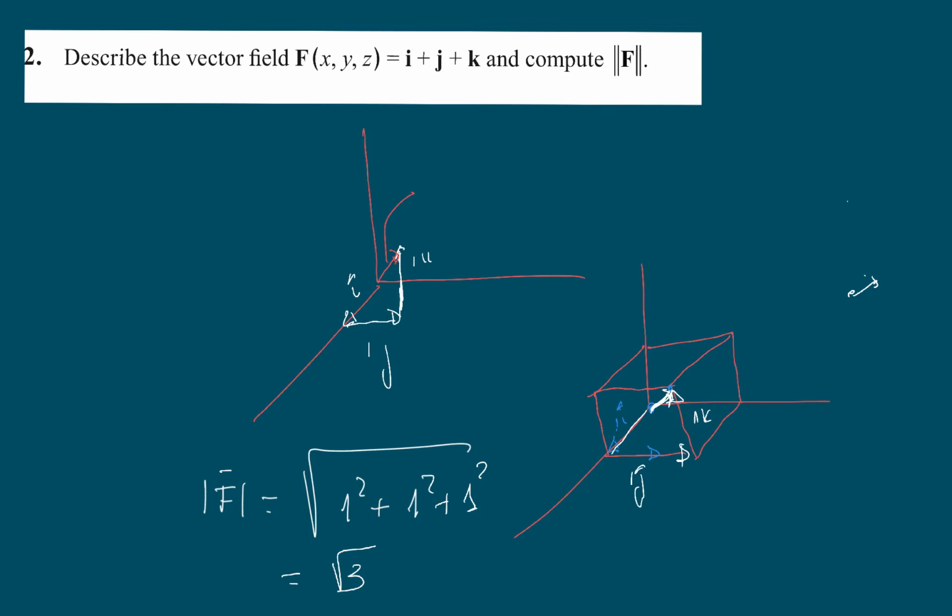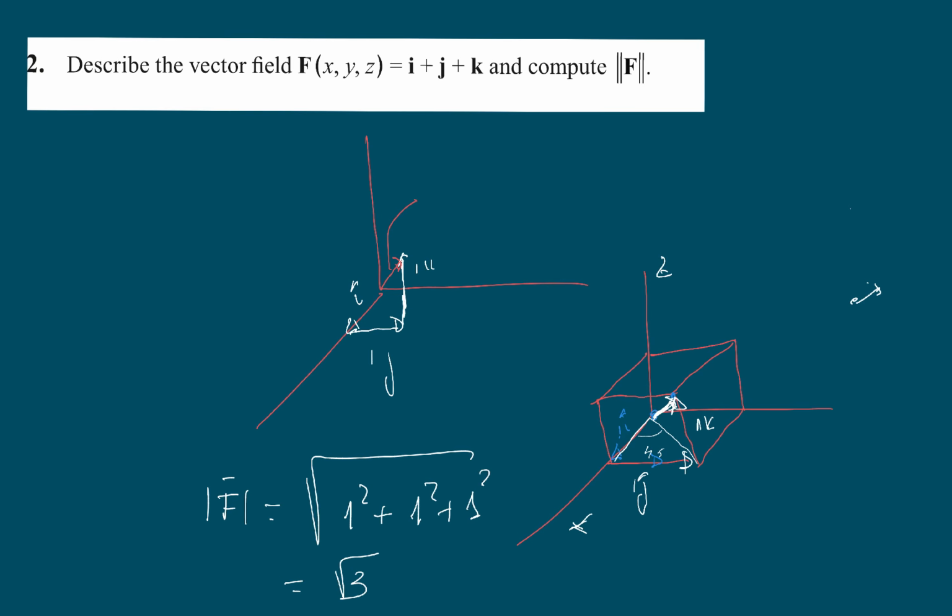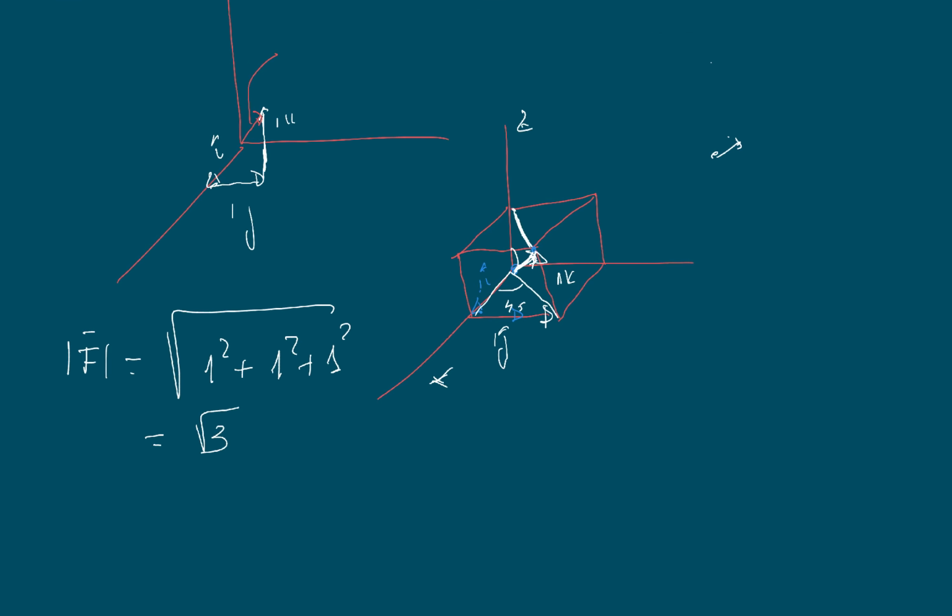So to describe the vector field, we can say that it is a vector field whose magnitude is the square root of 3, and whose direction makes 45 degrees with the x-axis, and with the z-axis makes an angle that is here. You see, this is the angle. And what is this angle? Let's find this angle.